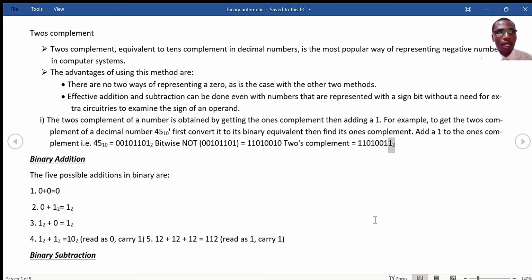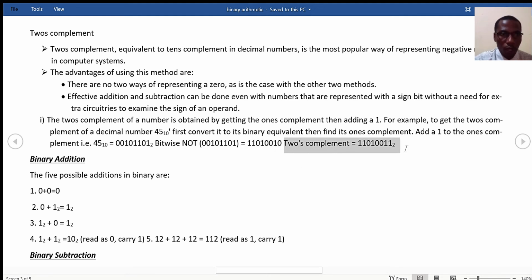Let us revisit again. We converted 45 to its binary equivalent. Then after that, we took the bitwise not of the binary number, which is this one. After you take the bitwise not of the binary number of 45, you write it in twos complement, which is 110100, and then you add 1, which becomes 11 at the end.